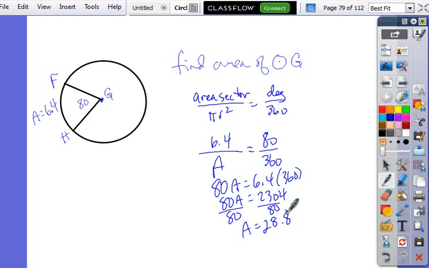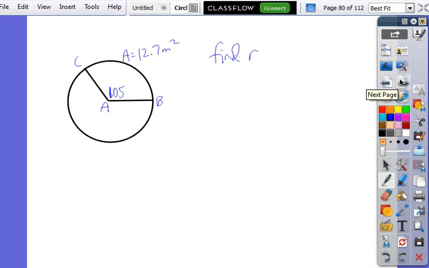What do you think we're going to do here when it says find the radius? You're going to find the area first, and then replace it in the pi r squared formula, and then use the pi r squared formula to find the radius. So do this one, start it just like the last one. Find area first.